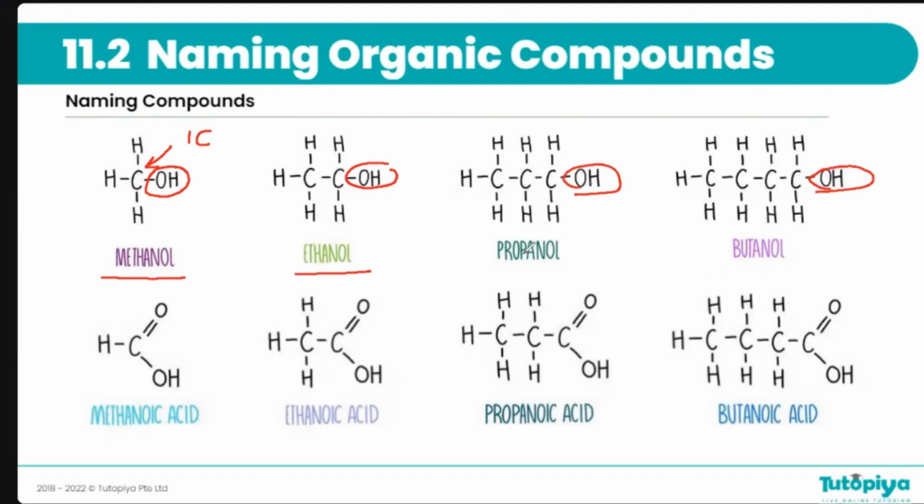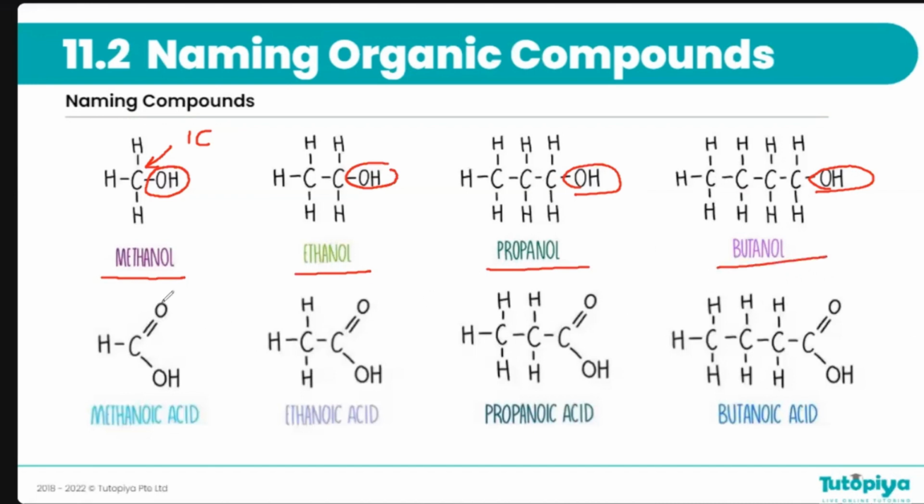Now, if you notice all these, the first row shows alcohols. Only the number of carbons change. Here we have 3 carbons. So we start with prop. That makes it propanol. And finally, there's 4 carbons. So the prefix is but. So the name is butanol.